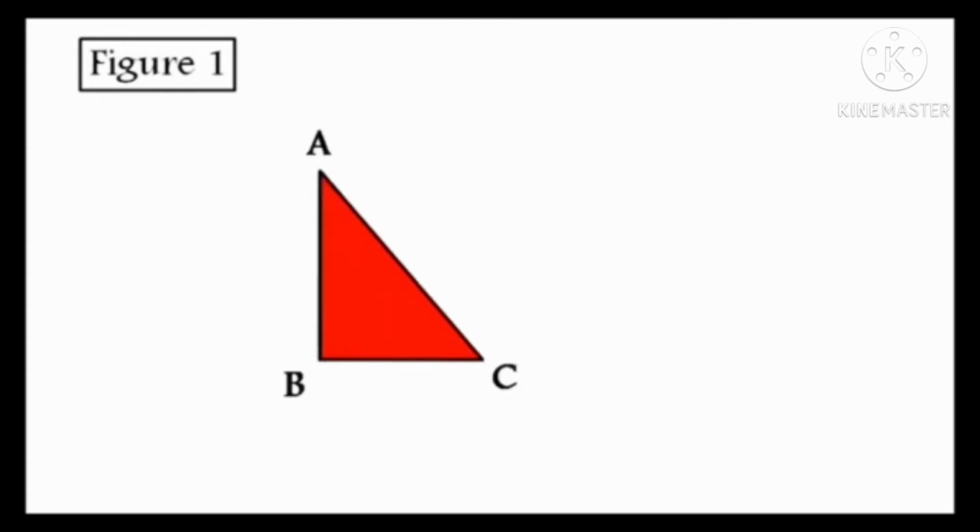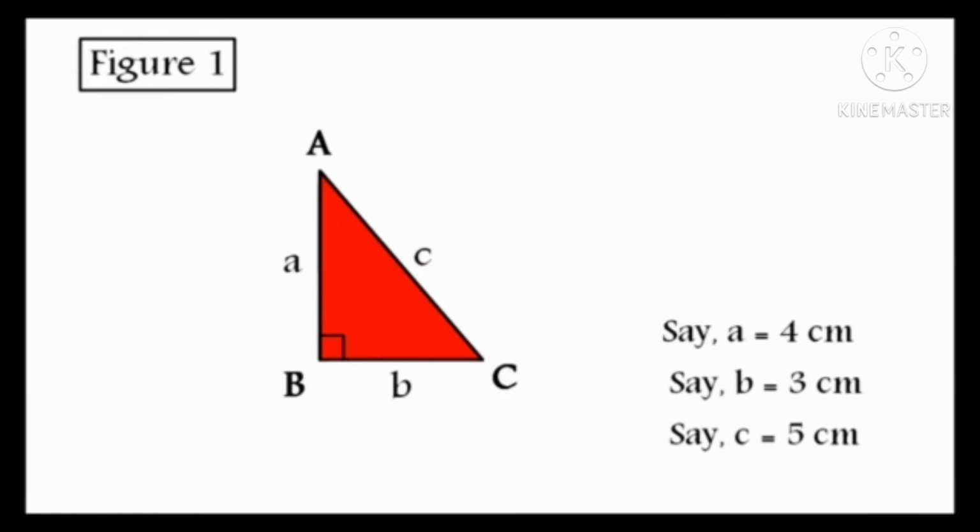Firstly, we'll draw a right angle triangle ABC with right angle at B on a red paper. Let AB be equal to a units. Here we will consider a equal to 4 centimeters and base BC equal to b, say 3 centimeters, and AC equal to c, which will be 5 centimeters.